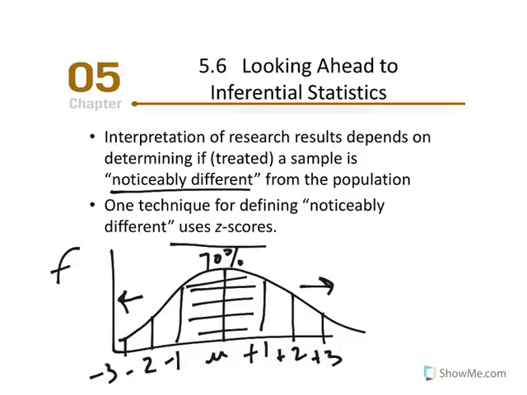And we'll learn how to statistically make that determination. But for now, we understand that noticeably different implies two or more standard deviation units away from the mean. Again, if something is close to the mean, it means it's similar to the mean. If it deviates from the mean, then it's indicating that it's different from the mean.